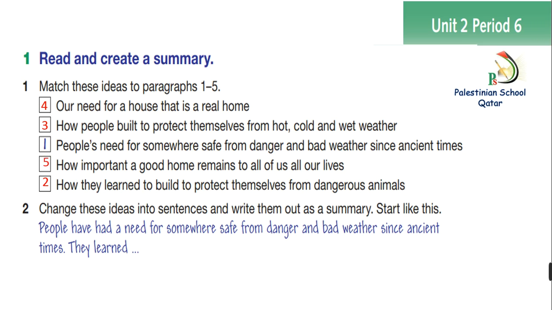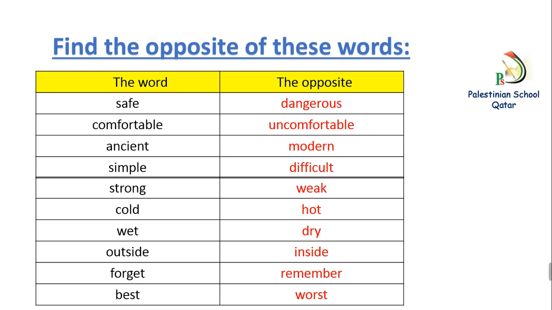Thank you. Now let's come to the last exercise, and here we have to put the opposites in our lesson. Let's find the opposites of these words. The word safe, what is the opposite? Dangerous. Comfortable, uncomfortable. Ancient, modern. Simple, difficult. Strong, weak. Cold, hot. Wet, dry. Outside, inside. Forget, remember. Best, worst.